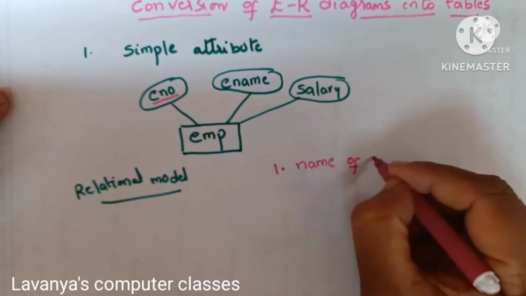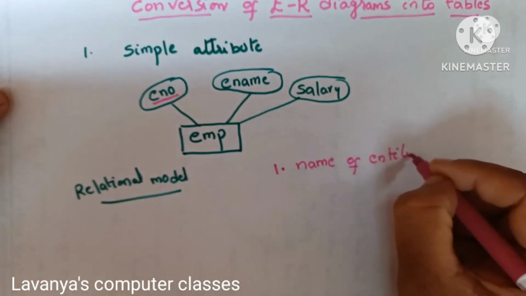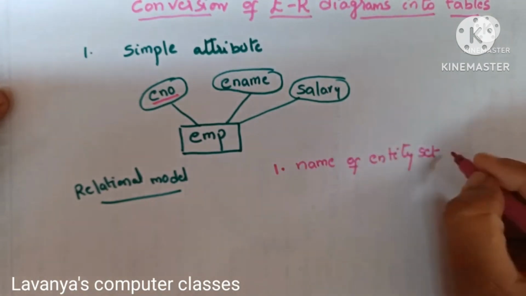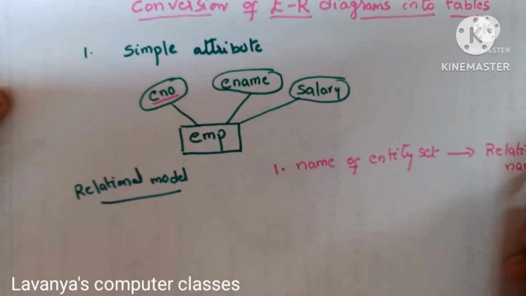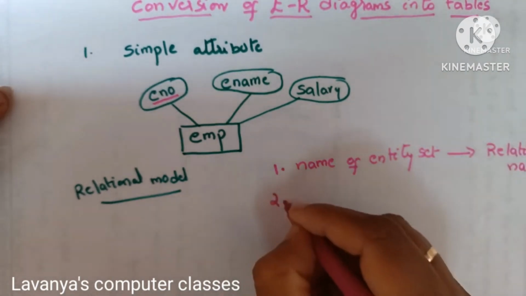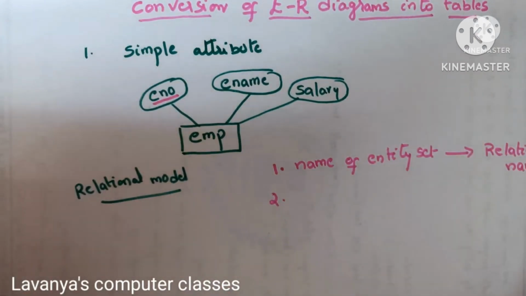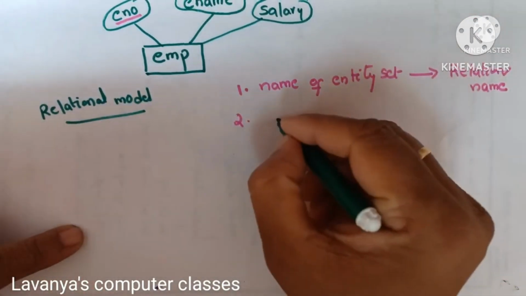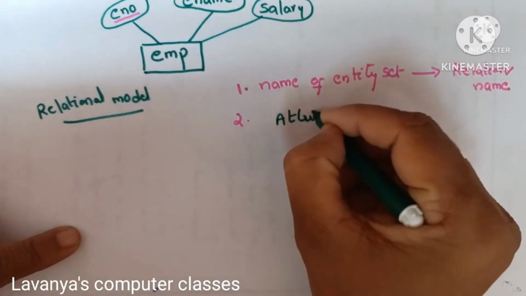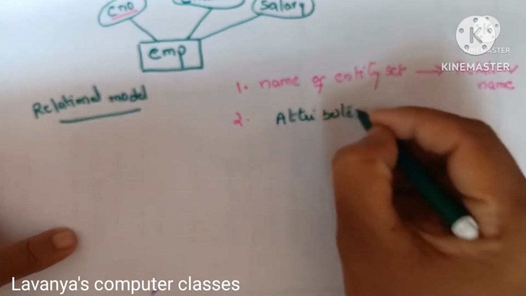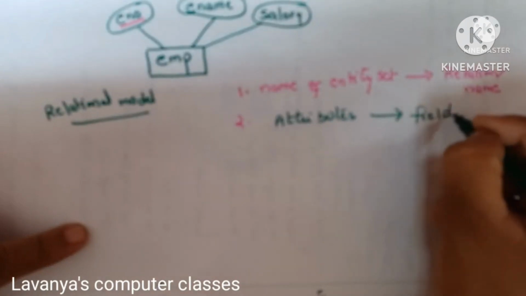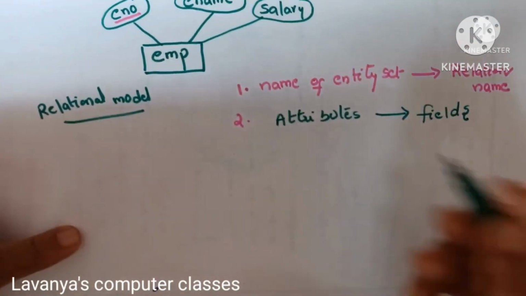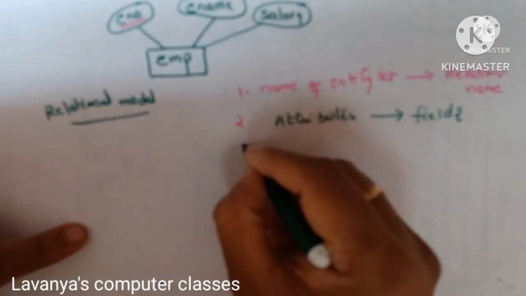So first, how to convert: the first step is that the name of the entity set is converted like the name of the relation, the name of the table. So entity set name is converted like a table name. And second one is, what are the attributes of the entity set? All attributes are considered as fields of a table. So attributes are considered as fields in the table. Name of the entity set is considered as a table name.